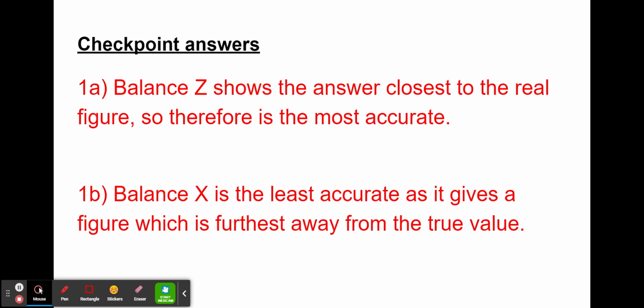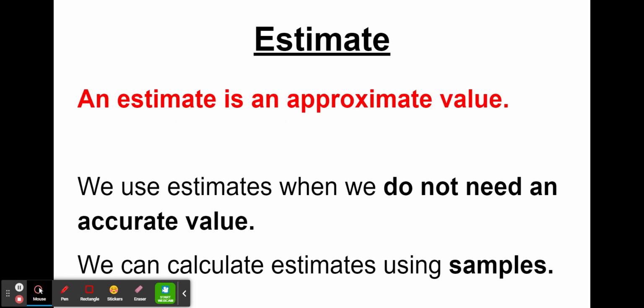The answers then, 1A, your answer should be that balance Z shows the answer closest to the real value, and so therefore that is the balance that is the most accurate. The balance that was least accurate was balance X, and it was least accurate because it gives a figure which is actually furthest away from the true value.